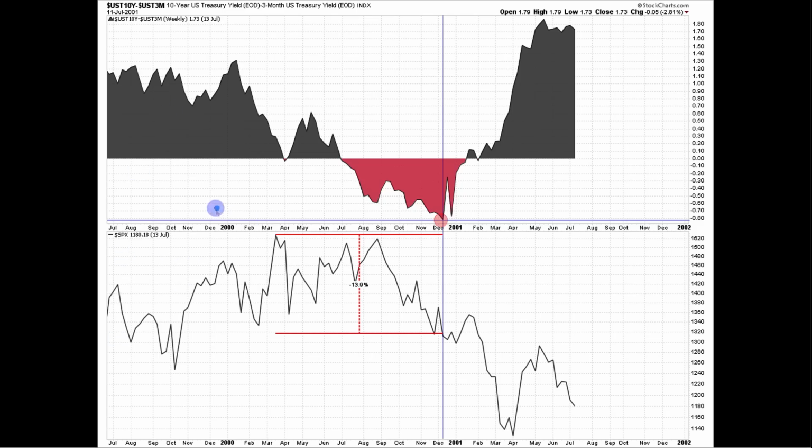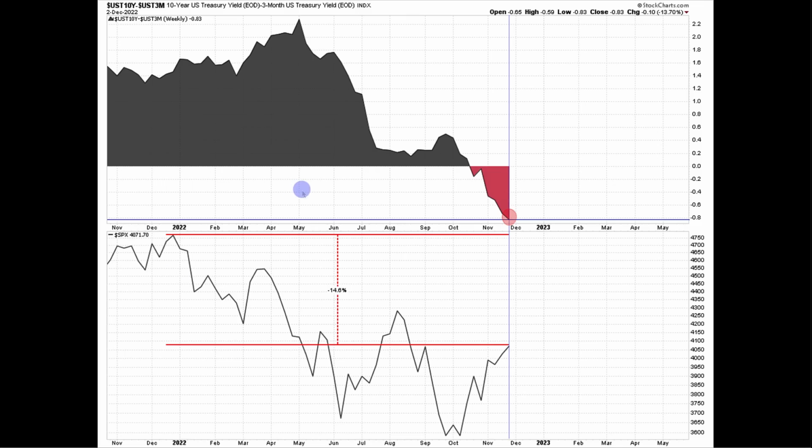In 2000, and just so you know, in early December, which is crazy to me, the stock market had already gone down from its peak by, let's round it to, 14%. And where was this curve, the 10-year and 3-month? It was at minus 83 basis points in early December. It's just so crazy how that works out. Not to say that the same outcome is going to happen, but it is pretty crazy.